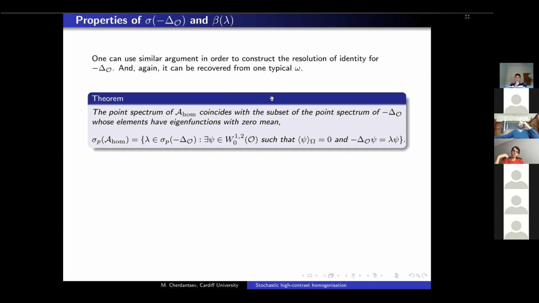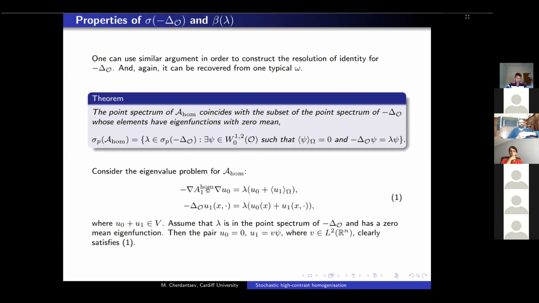Okay, so here is another statement that we have about the microscopic operator and its relation to the spectrum of A home. We already know that the spectrum of the probabilistic Laplacian, this one, is a subset of the spectrum of A home. Now we can show that the point spectrum of A home is exactly the point spectrum of the probabilistic Laplacian whose elements have zero mean eigenfunctions. Okay, so this is the statement.